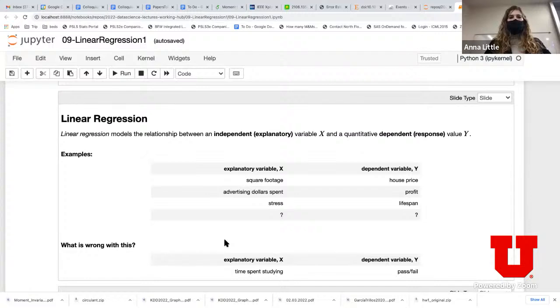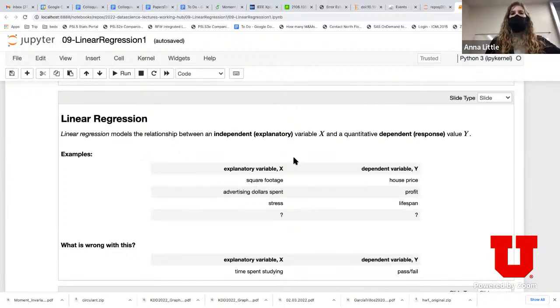So in linear regression, we have an independent variable. Usually we denote this with X. It's often referred to as the explanatory variable. And then we have a quantitative dependent variable Y, which is often referred to as the response variable. So think independent, explanatory, those are synonyms, and dependent, response, those are synonyms. And we usually think about X as influencing Y.